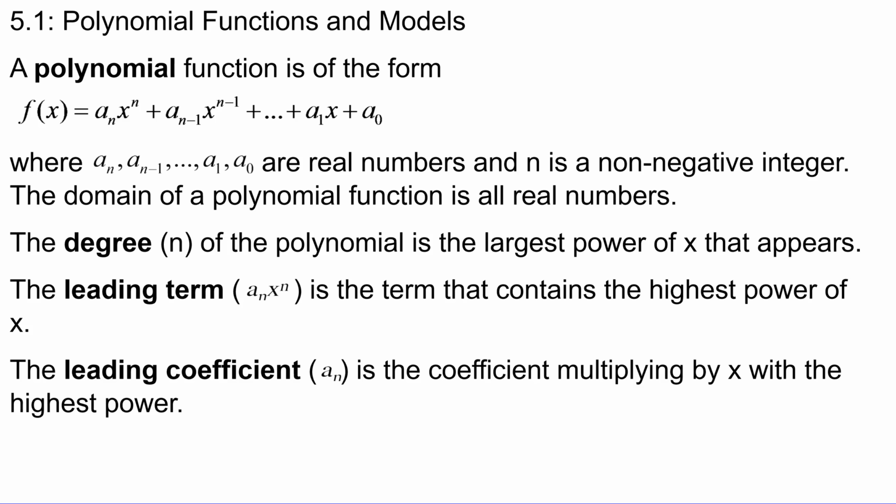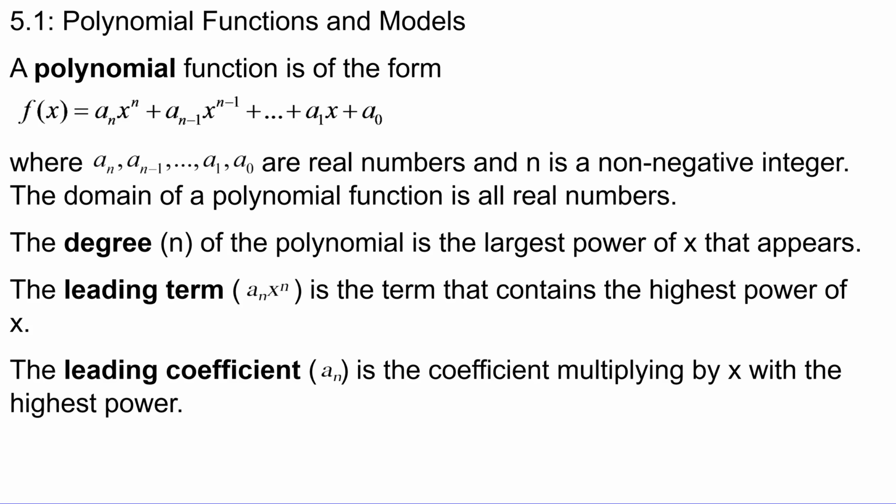The domain of all of our polynomial functions is all real numbers, so we don't have to worry about any domain restrictions, which is nice. And one key feature we're going to be really focusing on is the degree. That is that n. It's the highest power of x that appears in our whole polynomial. And that's going to be crucial because that's going to help us decide the type of polynomial that we have when it's given to us.